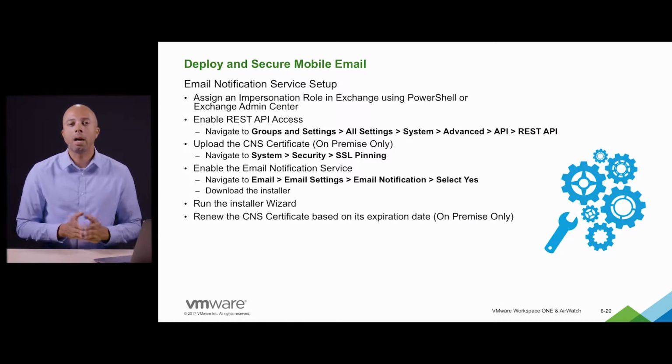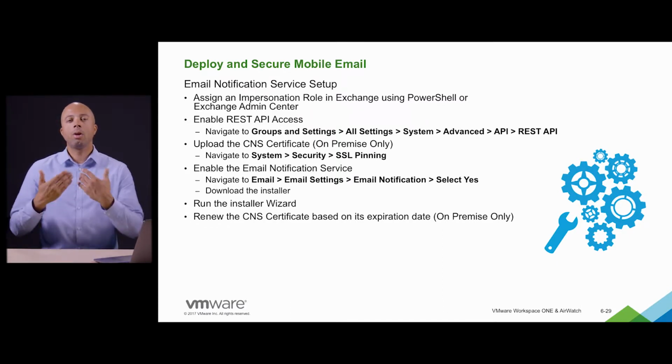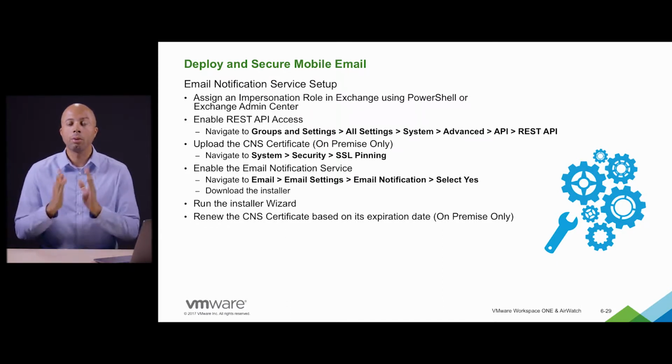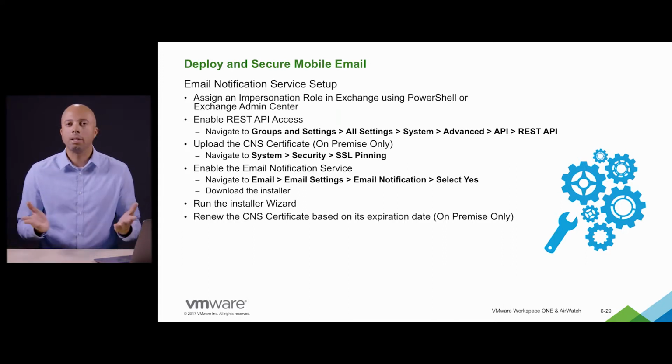The setup is going to be done in the console. You're going to make sure, one, that you have REST API support, because this ENS server on premise communicates with AirWatch through REST APIs. We need to make sure that we have a security feature turned on called SSL pinning. And then we also need to make sure that under email settings and email notification, we have that turned on. You'll then download this installer. You'll do this from the server that you're installing the ENS application on. You'll just access the console remotely. And it's a very simple Windows installer. It takes just a little while to set up.